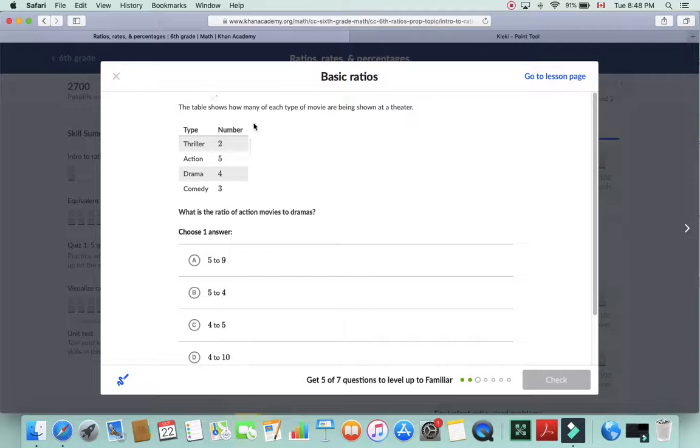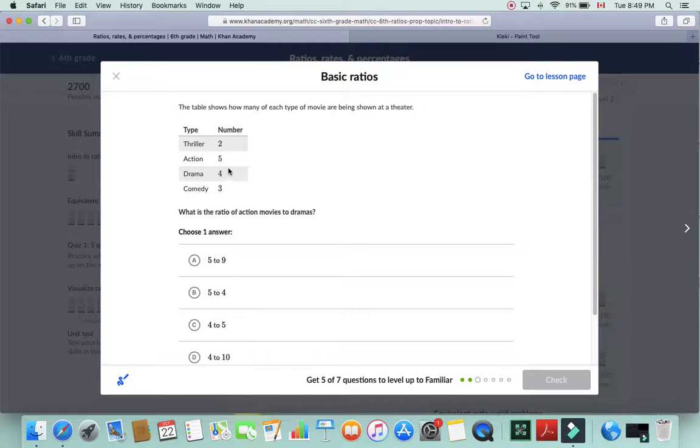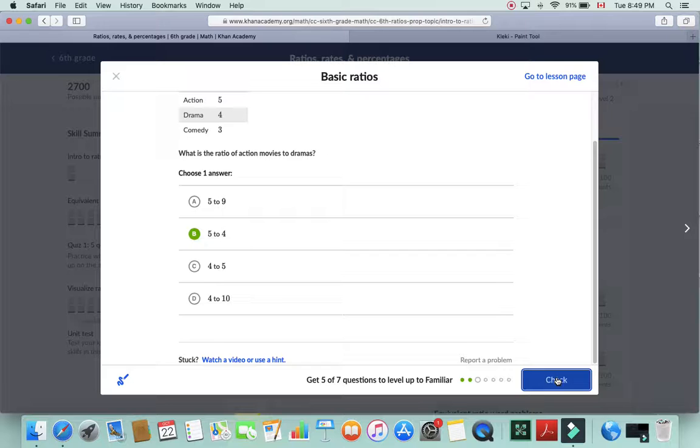The table shows how many of each type of movie are being shown at the theater. So for every question, just pause the video or you can move on. It's up to you. Okay, what is the ratio of action movies to dramas? So we can get rid of comedy and thriller. Action is 5, so it should start with a 5. And drama is 4, so it's that one.